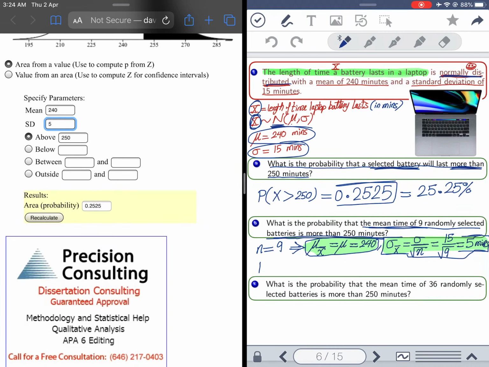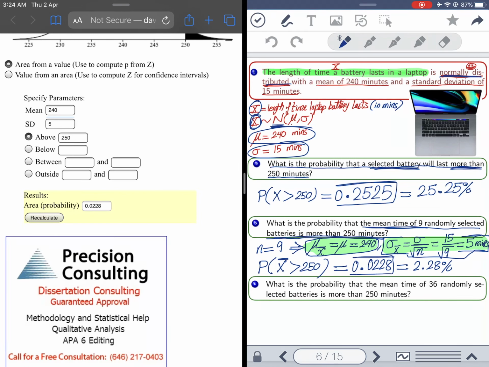And it's the same question, above 250. So here I will write what they're asking: the probability that the mean time, so the probability of the sample mean bigger than 250, is equal to, and let's calculate. This will be 0.0228, which as a percentage will be 2.28%. So this is the answer here.